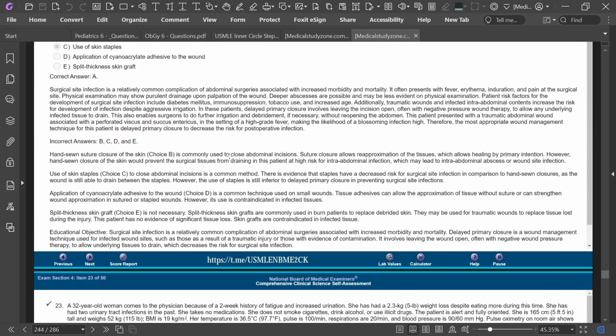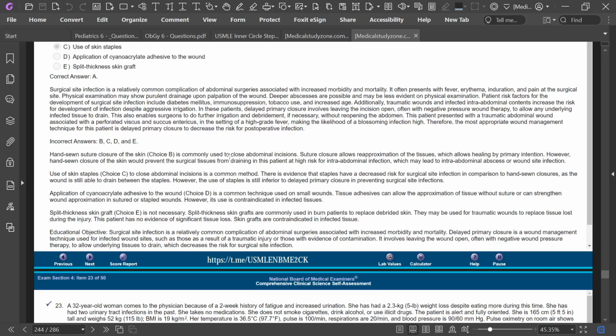So, delayed primary closure. Surgical site infection is a relatively common complication of abdominal surgeries associated with increased morbidity and mortality. It often presents with fever, induration, and pain at a surgical site. Patient physical examination may show purulent drainage upon palpation of the wound. Deeper abscesses are possible and may be less evident on physical examination.